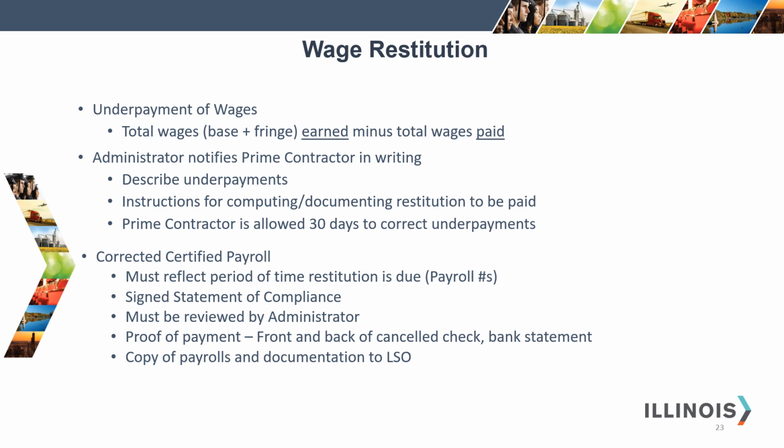The prime contractor is allowed 30 days to correct the underpayments. You must receive a corrected certified payroll. This is when it's best to number your payrolls, or it needs to have the period of time of the restitution reflected on the payroll. It's easiest to identify if you're numbering your payrolls, because then it can be payroll number 2 versus corrected payroll number 2. It must contain the signed statement of compliance.